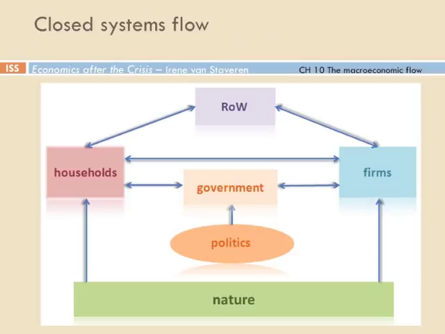The final slide summarizes the neoclassical perspective of a closed system's flow. It's actually a quite hierarchical perspective. At the bottom we have nature. Nature is used as a natural resource by households and firms. We have government with some politics, which leads to regulation. And on top of all, we have the rest of the world with imports and exports and capital flows.